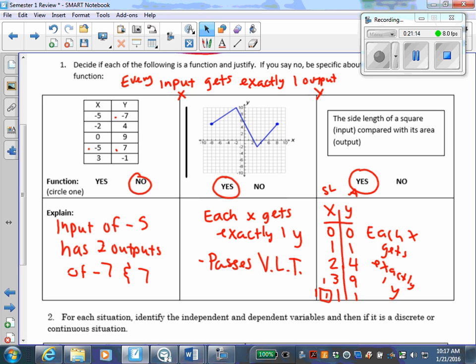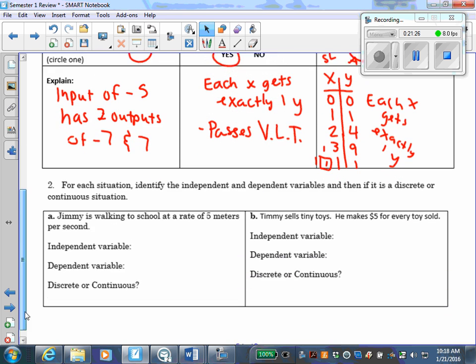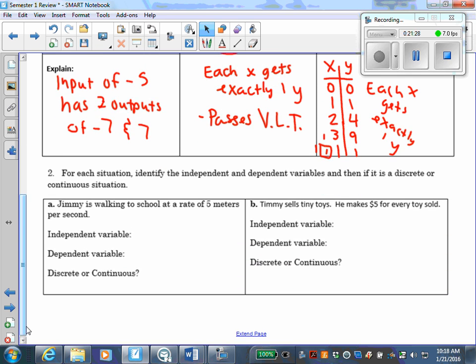But basically for these situation ones, you want to imagine, can the x repeat? And if it does, is it possible for it to repeat with a different y? If yes, it's not a function. If no, it is a function. For each situation, identify the independent and dependent variables, and then if it is a discrete or continuous situation.